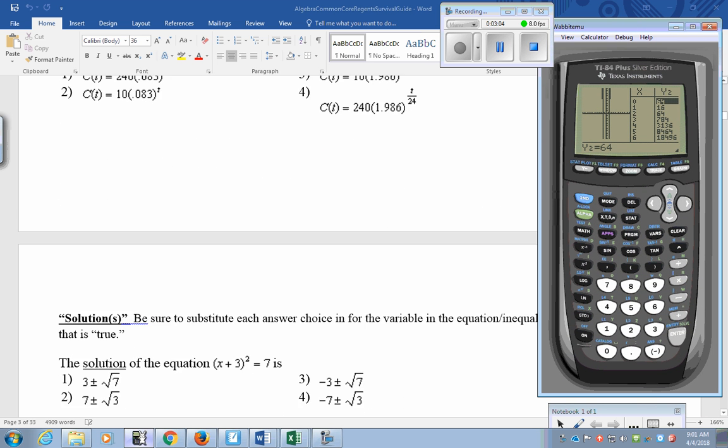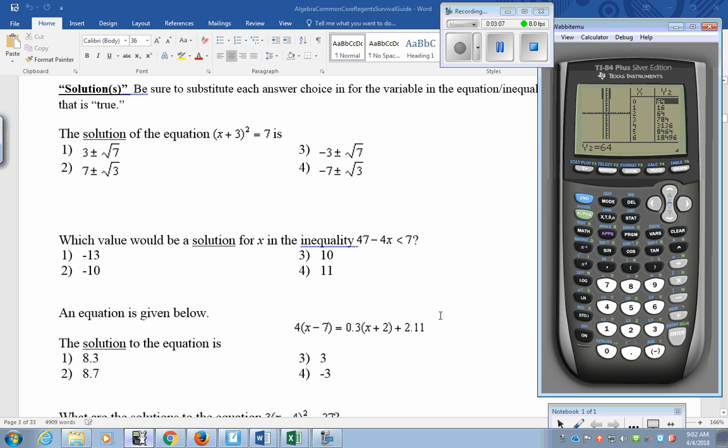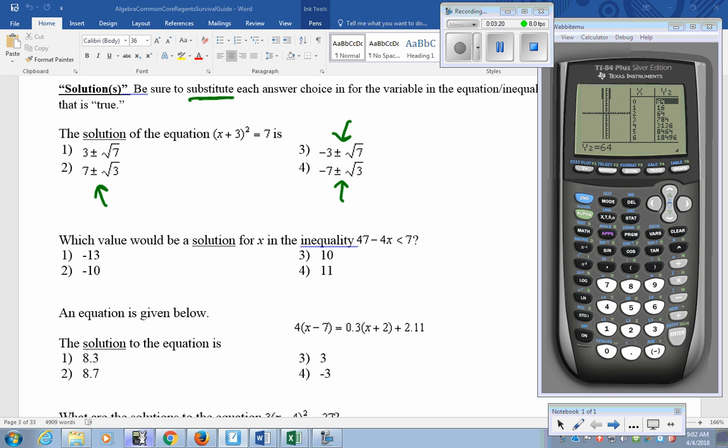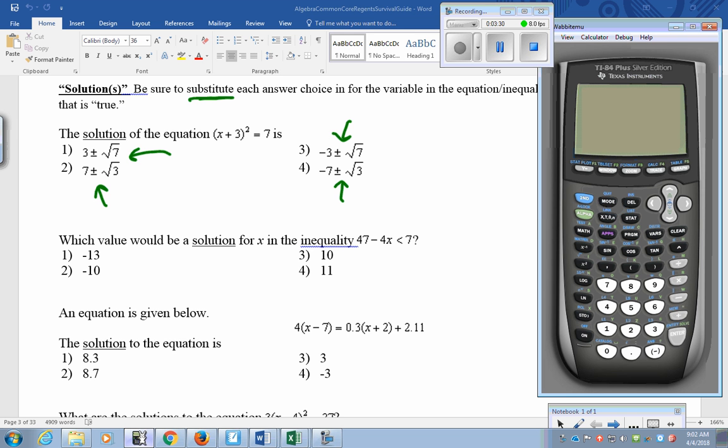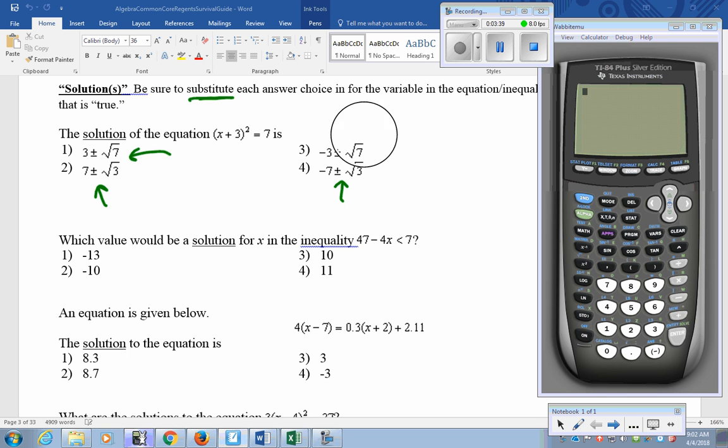So I want to move down to page 4. And then we got the idea of solutions. If you have solution, pretty much what you want to focus on is substituting. You put in each of these answers for x. And then what you want to do is see if what you get out on each side is the same. So I'm going to quit out of that, go to second mode. I'm not going to need y equals for this. And in the case of this question here, I'm going to try number 3.